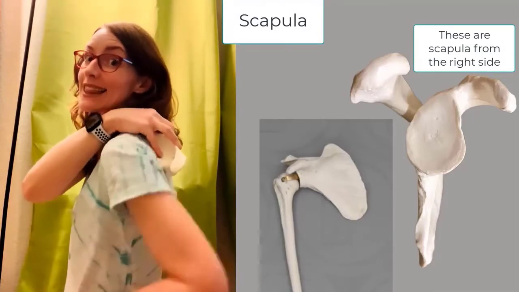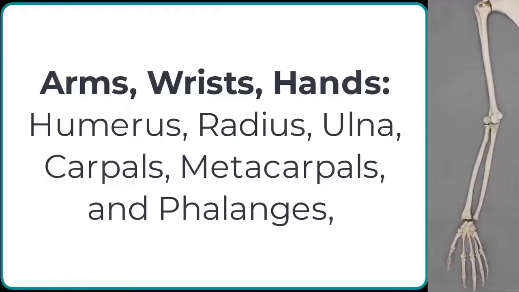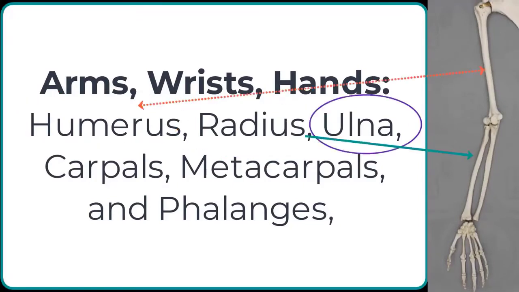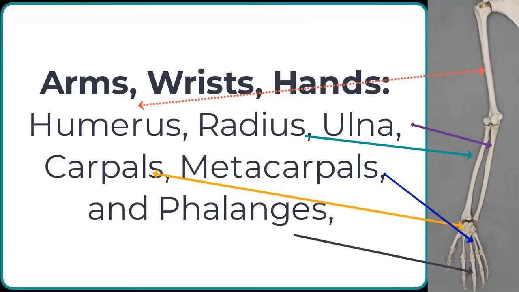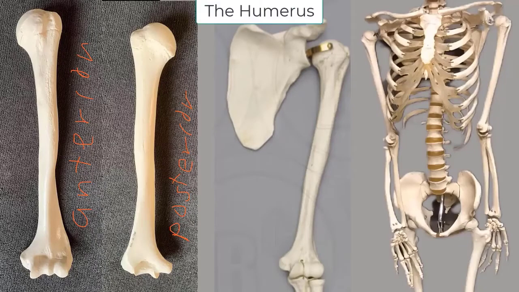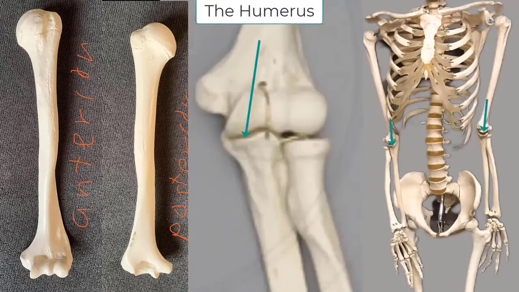This is my left. Now we're going to talk about the arms, wrists, and hands, which include the humerus, the radius, the ulna, carpals, metacarpals, and phalanges. So we will start with the humerus, and it articulates with the glenoid fossa of the scapula on the proximal end, and on the distal end, it articulates with the ulna and radius.